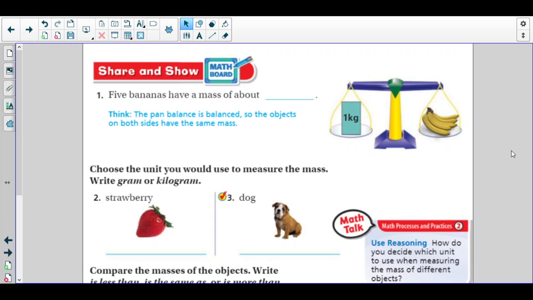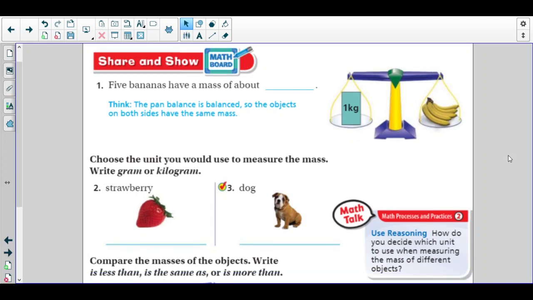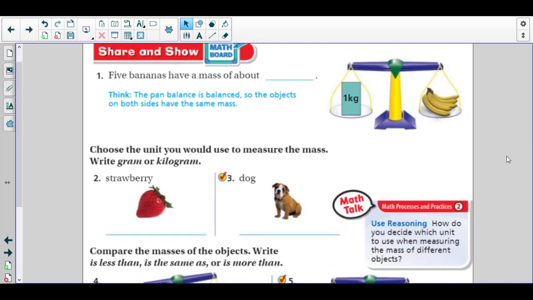So let's go in and do the show and share and work through this stuff together. All right, 5 bananas right here have a mass of about, well, let's take a look here at this balance. If the balance is even going across, that means that whatever is on this side weighs about the same as what's on that side. So 5 bananas have a mass of about 1 kilogram.